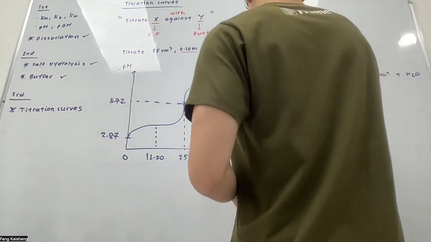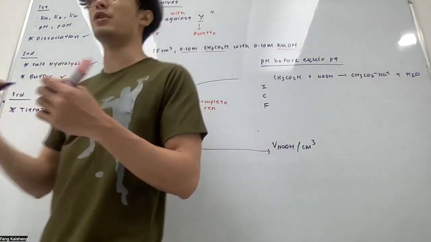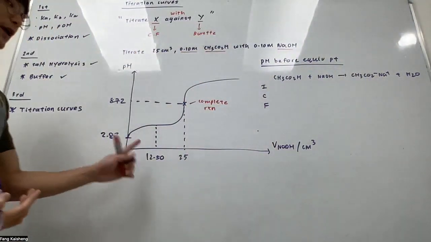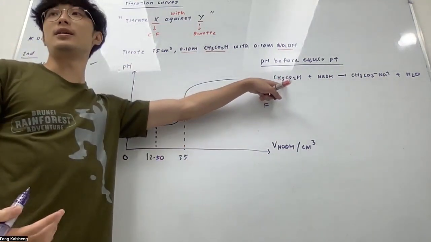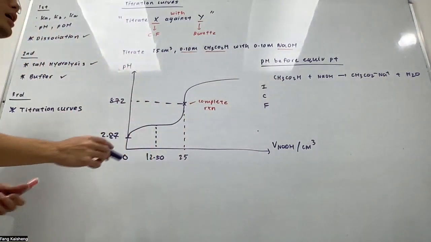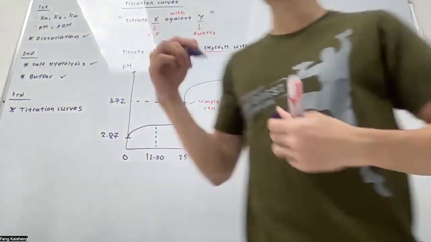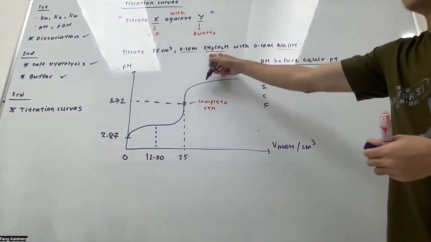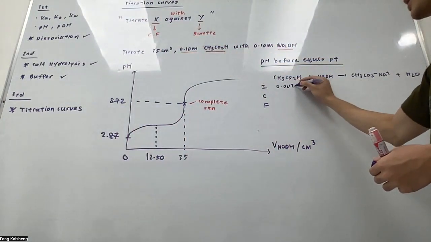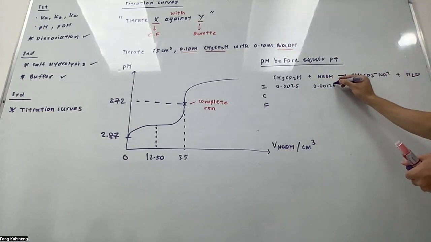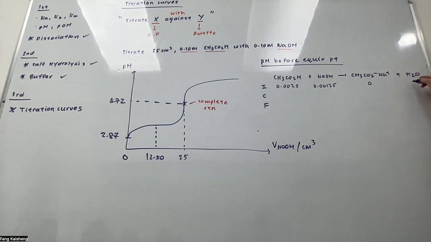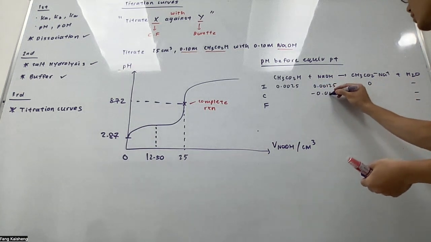Okay, I'm gonna use an ICF table to figure out, right, what are the remaining amounts if I only had 12.5 cm3. Okay, how much acid do I have at the start? Okay, I'll do this in moles. How much acid do I have at the start? 0.0025, right? How much NaOH do I have? Okay, 0.00125. Okay, initially I don't have anything. Then what is the change? 0.00125. Okay, limiting.